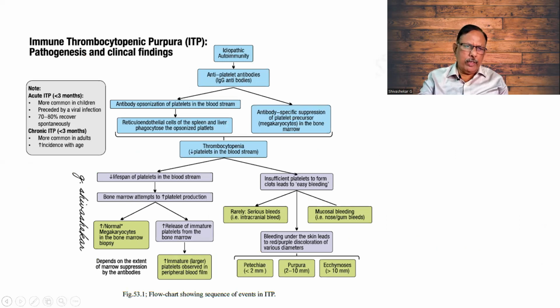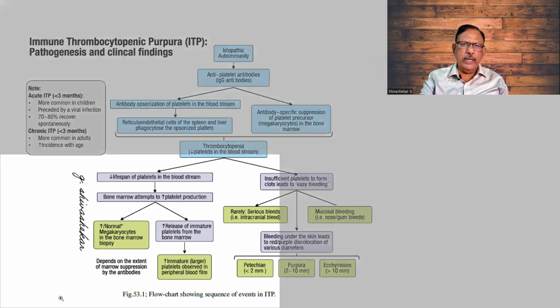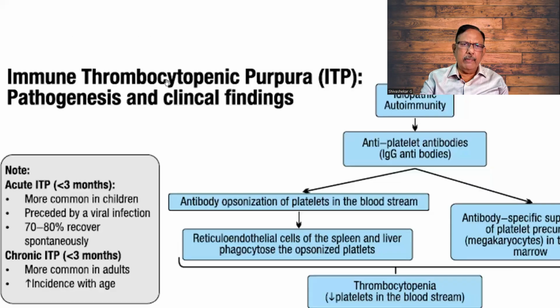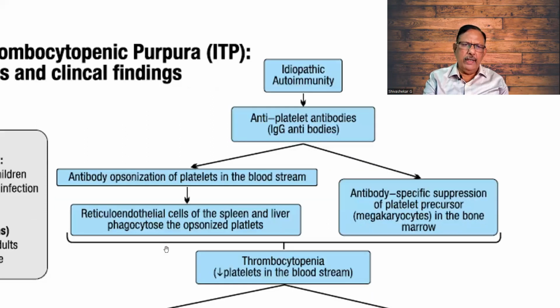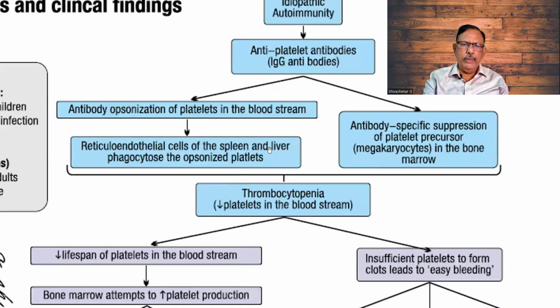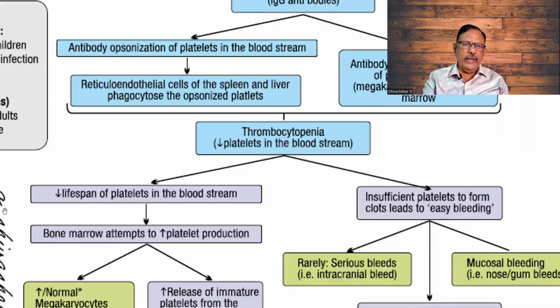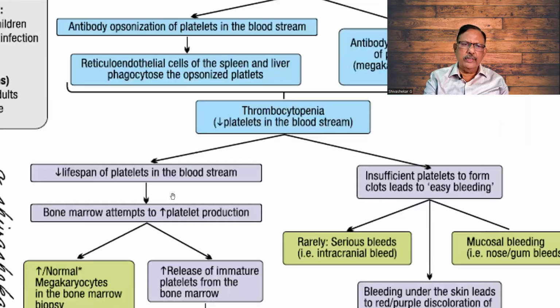This is a very important chart, line diagram, which I would like you people to draw. It has been compiled by me and so it is extremely important. In this, I find that there is autoimmunity, antiplatelet antibodies are being produced. There is the opsonization of the platelets and also antibody-specific suppression of the platelet precursors can occur in the bone marrow. These are being destroyed by the reticuloendothelial cells of the spleen, liver, etc., leading to a thrombocytopenia. Also, the lifespan of the platelets is reduced in the blood.